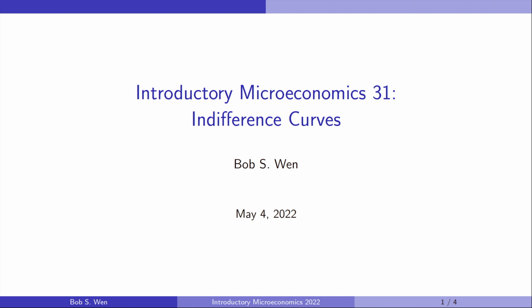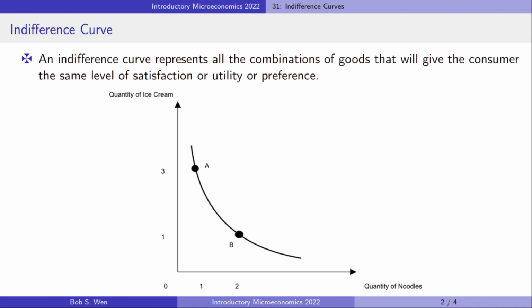So today, I will introduce the indifference curves. A combination of goods gives the consumer a certain level of satisfaction. We use the term preference or utility to mean the same thing. The consumer's preferences allow her to choose among different bundles of goods. We use the indifference curves to represent a consumer's preferences.